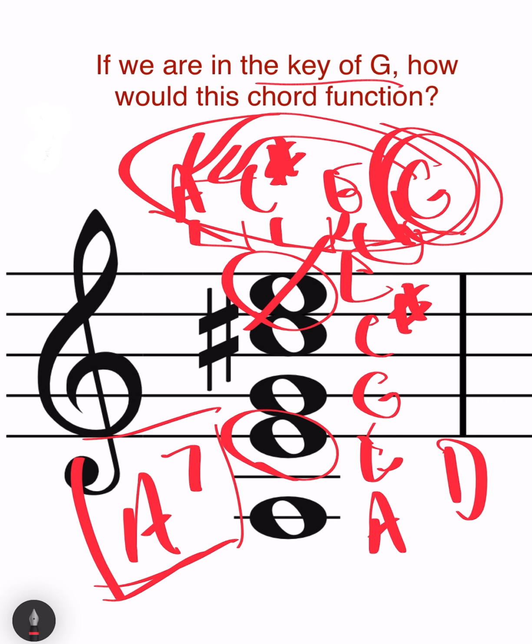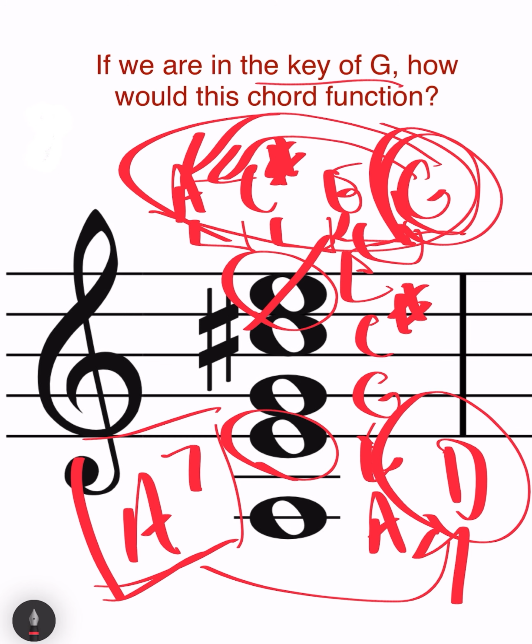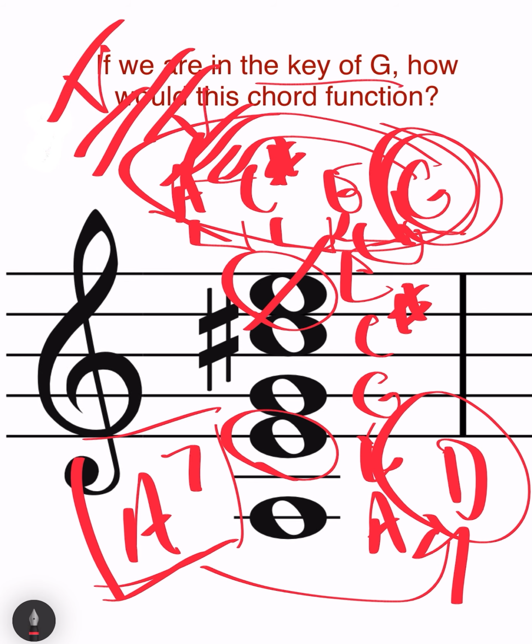A7 is what? It's 5 of D, okay? And D is 5 of G. So what is this chord? This chord would function as 5 of 5 in the key of G.